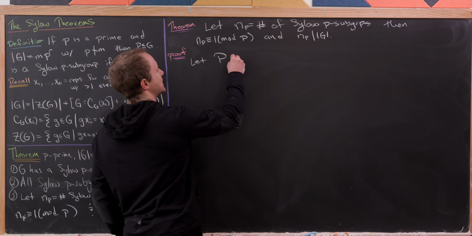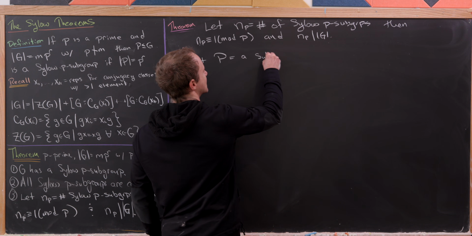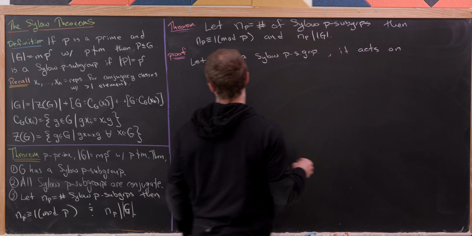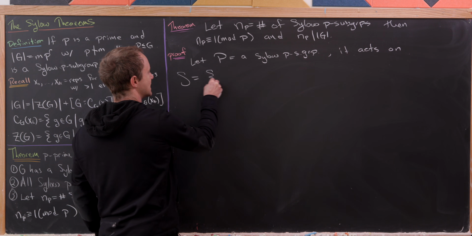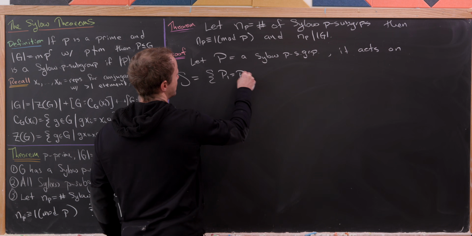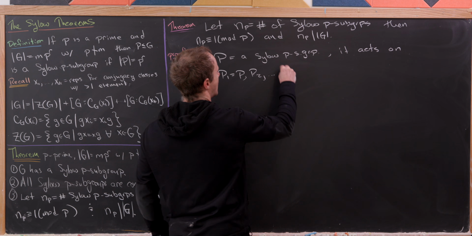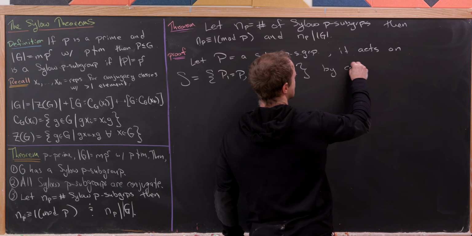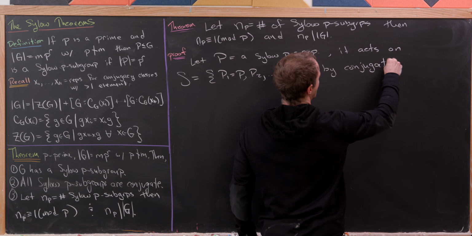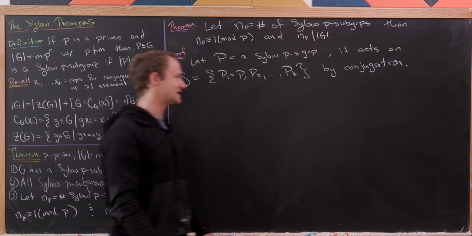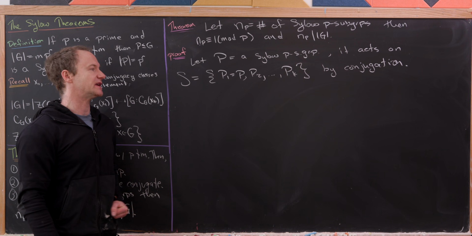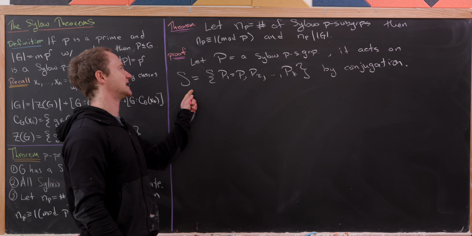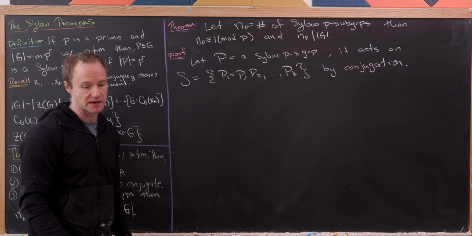Let capital P be a Sylow p-subgroup, and it acts on what we'll call S, which is going to be equal to P_1, which we'll call P, and then P_2 all the way up to P_k, by conjugation. And what is this S? Well, I'll just say it in words: S is the set of all Sylow p-subgroups. So in our notation, this k, because it's counting the size of S, is equal to n_p.